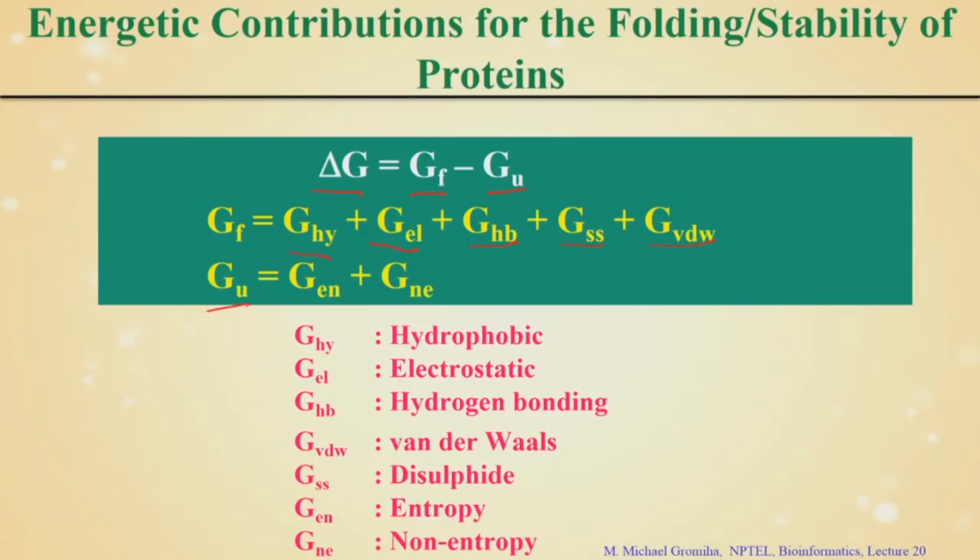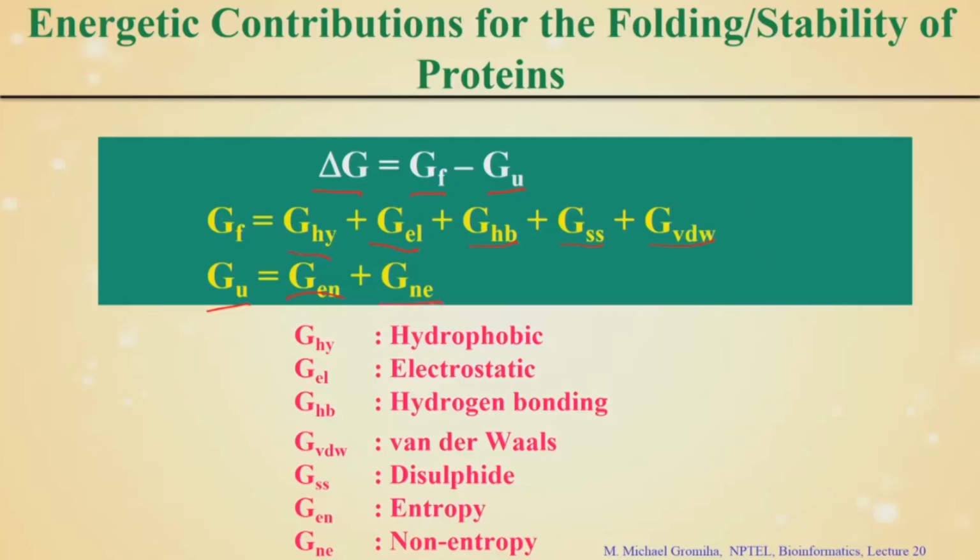When we take the unfolded state, what is the major contribution? Entropy. You can see the entropy contribution. And if you compare the folded and unfolded state, the unfolded state is not completely random. There may be some interactions present which are available in the folded state. This is what we call the non-entropic term. For example, if you have some hydrogen bonds present in the unfolded state, for this we use the non-entropic term.